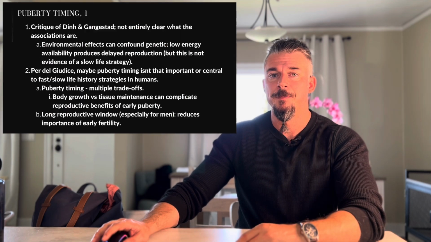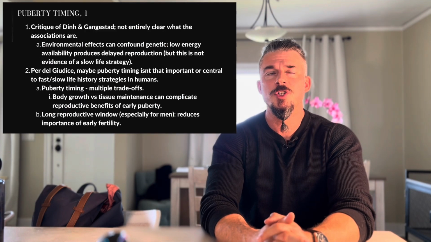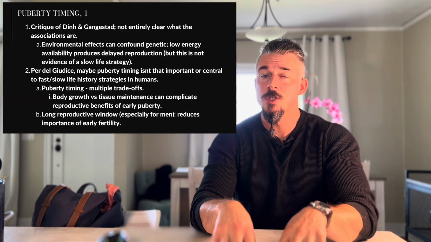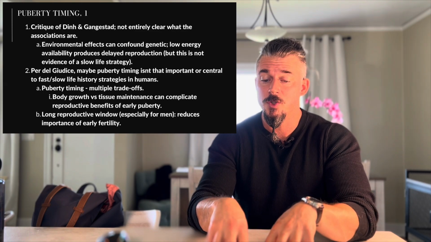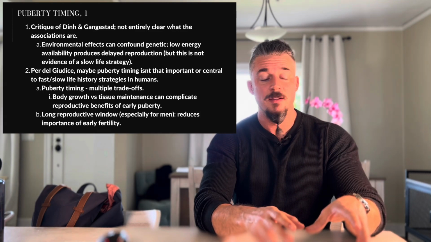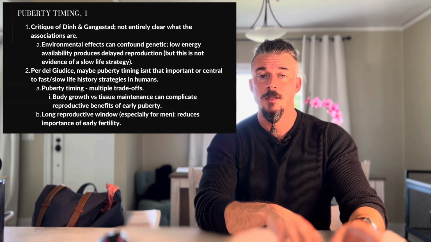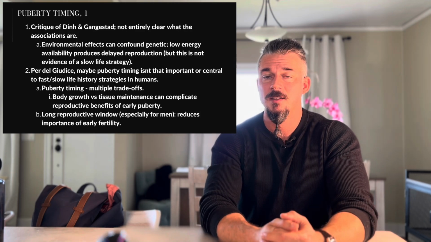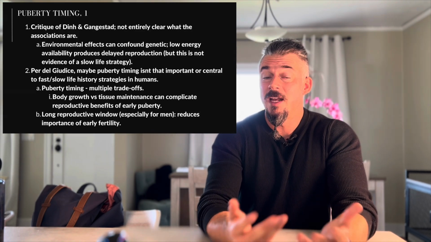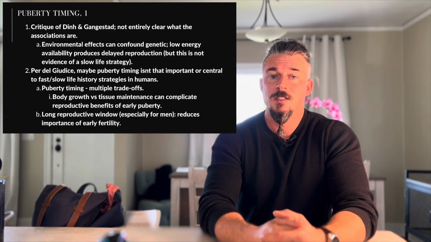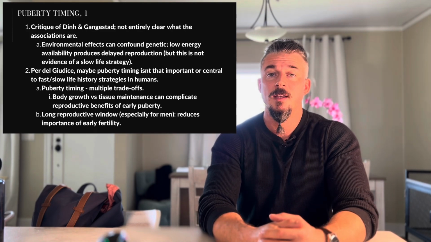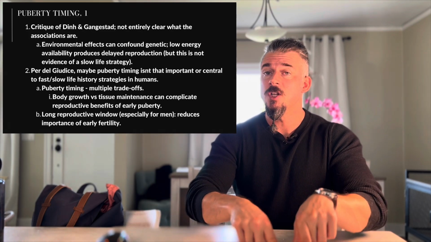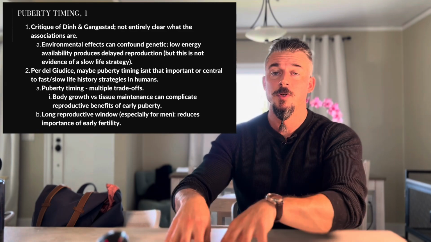So going on now. Puberty timing, we mentioned this at the beginning, and remember, this was something that in the basic model was supposed to be pretty important to fast, slow life history strategists. We really expect with the fast life history strategy to have an earlier onset of puberty, but something that Dan and Gangestad mentioned was it's not actually clear that that's the case, that association isn't there. So, environmental effects can confound genetic effects here, right? You're going to have a delayed onset of puberty if the environment is poor, right? And that can produce delayed reproduction, but that's not evidence of a slow life history strategy. That's produced by the environment there.